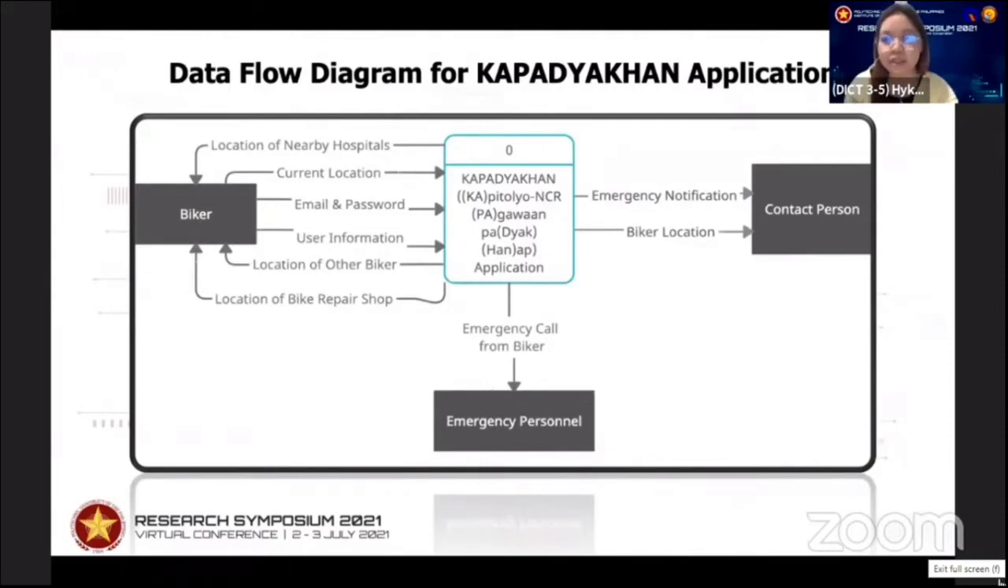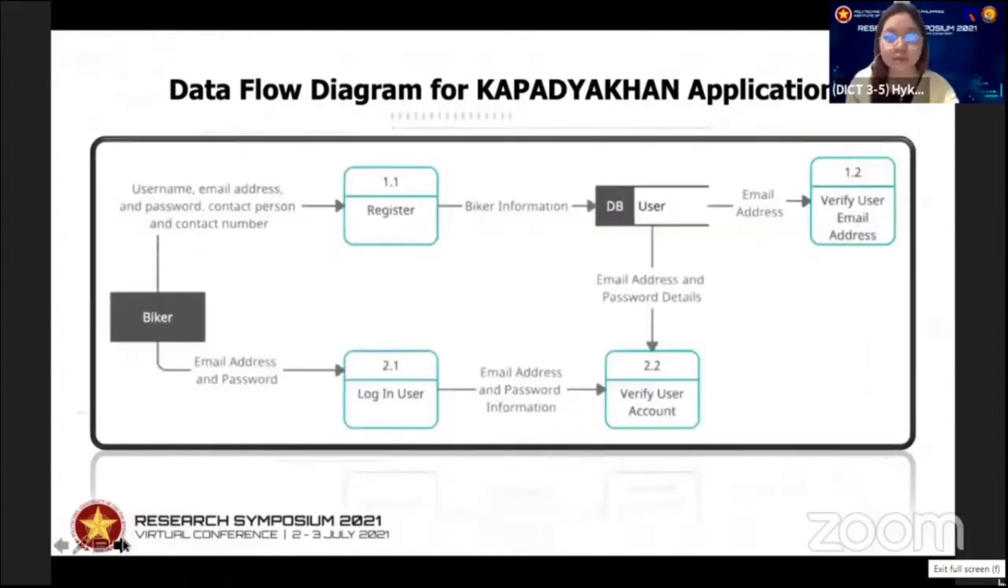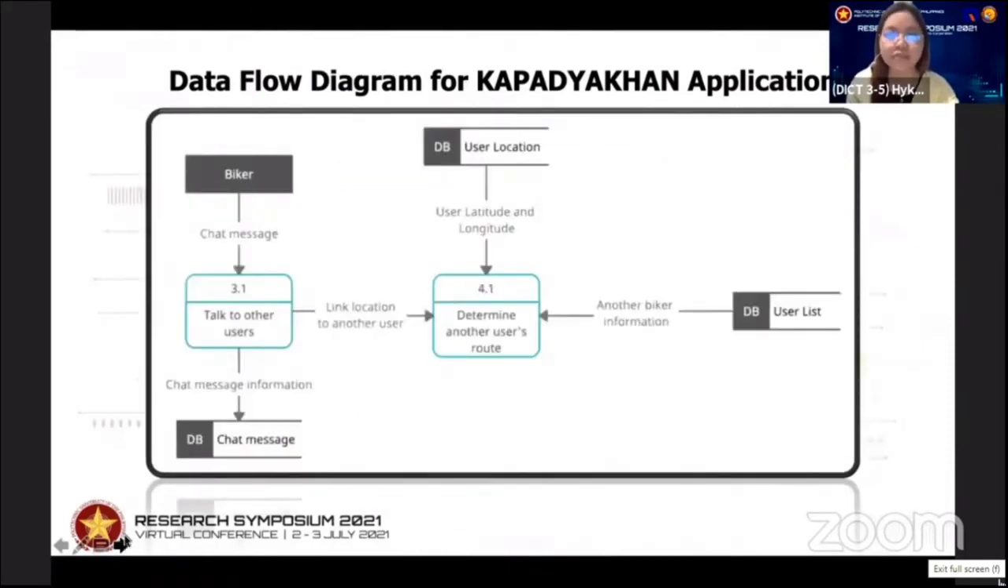And then for the personnel and contact person, ang nare-receive po nila is yung emergency notification sa biker. Yung sa contact person, kasama po yung biker location, which will be shown later po dun sa video presentation. And then dito naman po is yung level 1 ng data flow diagram namin that focuses on registration and login. And then for the next one, a data flow diagram po ulit. This one naman more on location of other users as well as yung conversation or yung chat message information nila.